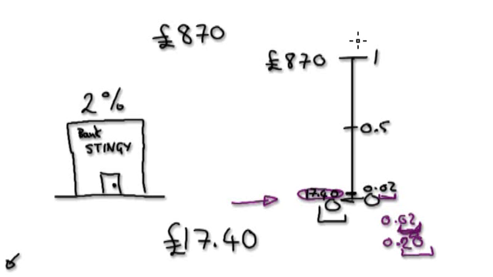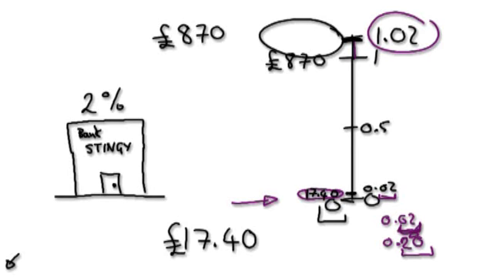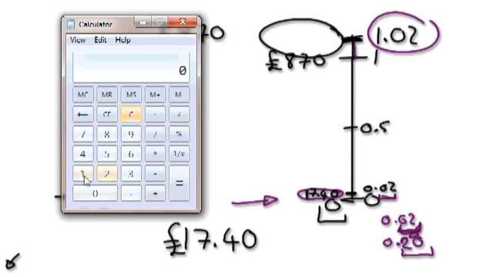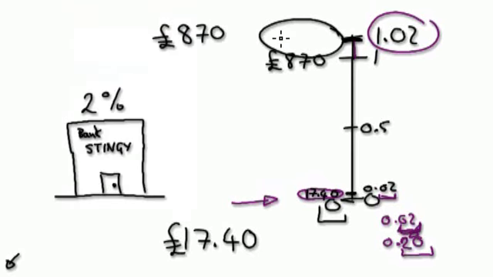Well, a better way of doing it is just to jump to this figure here, 1.02. Now jump to this figure straight away. So how much will you have here? Well, get your calculator out, clear everything. 1.02 here, and then times your original, which is 870 pounds, equals 887.4, and then we stick a 0 in here because we're working with money. So at the end of the year, you will have 887 pounds and 40 pence.